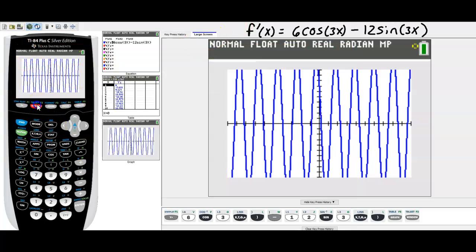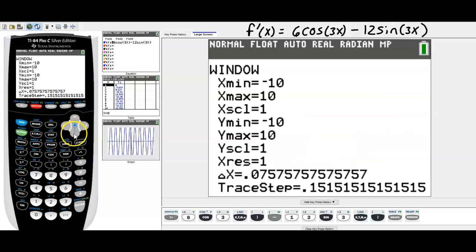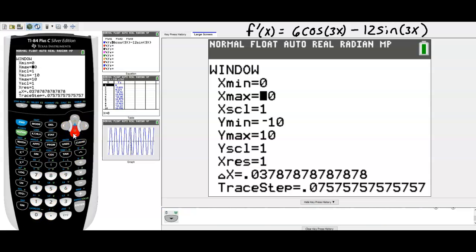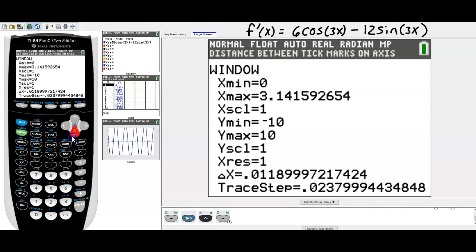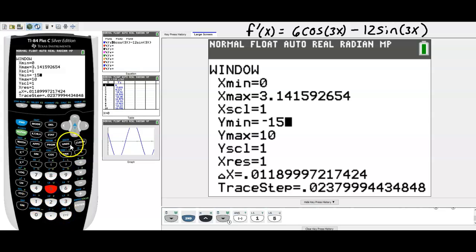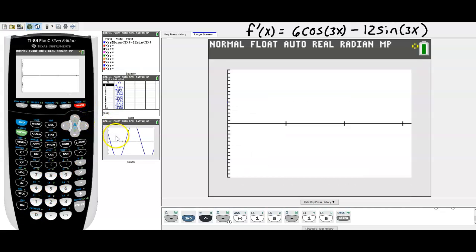So I'm going to go to Window. I don't think my y values need to go much higher or lower, but I do know I want my x values to go from 0 up to just pi. Where's my pi button? There we go. And then as for the y values, I'm going to make it a little bit higher. Let's say we're going to go from negative 15 to positive 15. Might still not be enough. All right, let's see what that looks like.